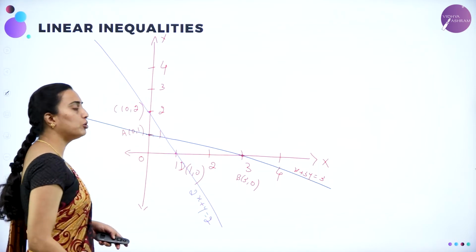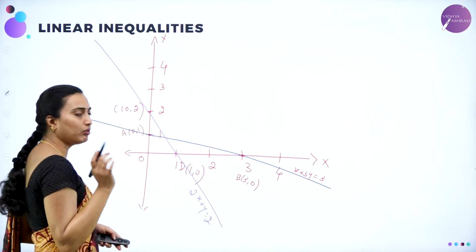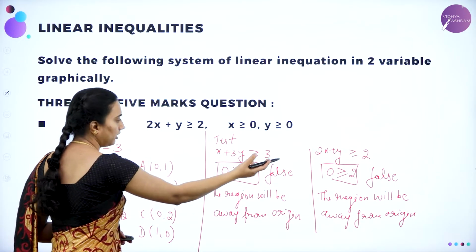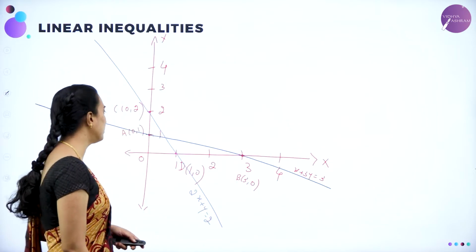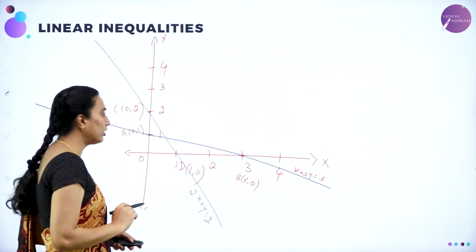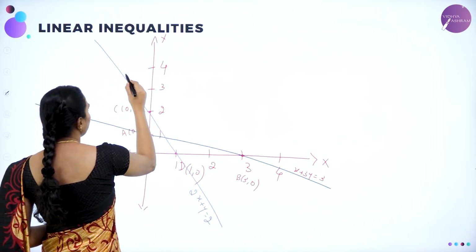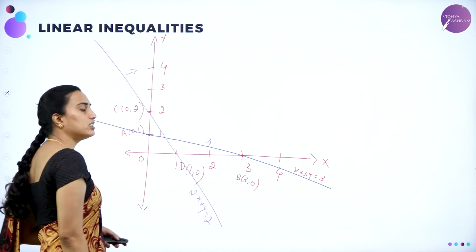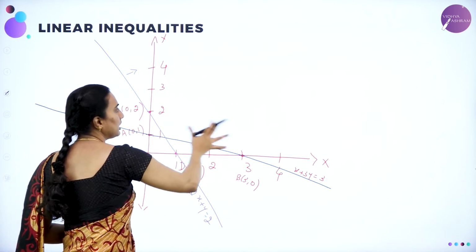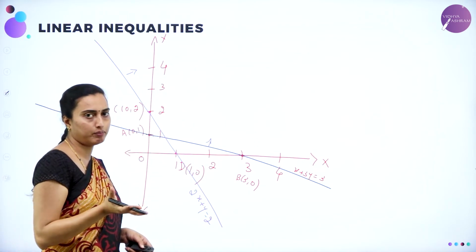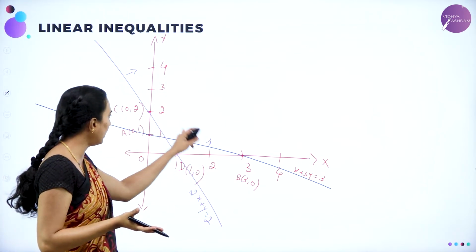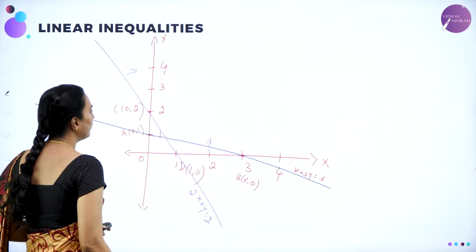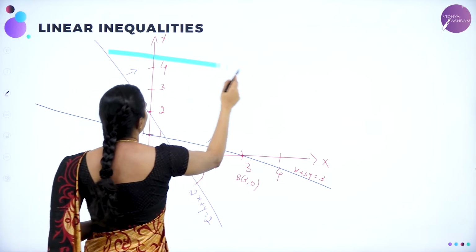Now we need to mark the region. So I am putting one arrow mark here. This is false and that is also false. Both being false means both the regions will be away from the origin. See, this is away from the origin, and this is also away from the origin. Where are both the regions getting combined? This is the region where both the lines are getting combined. I have marked it. Both are away from the origin. Therefore, the feasible region will be this one.